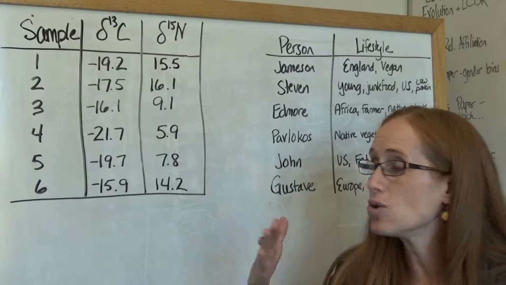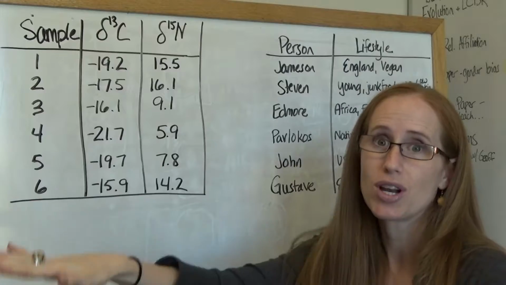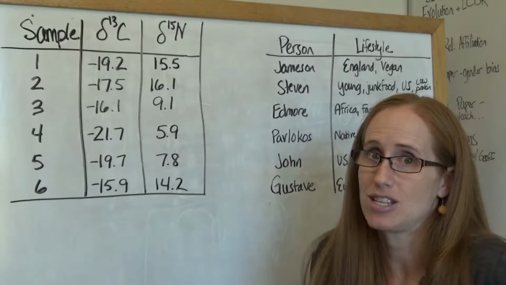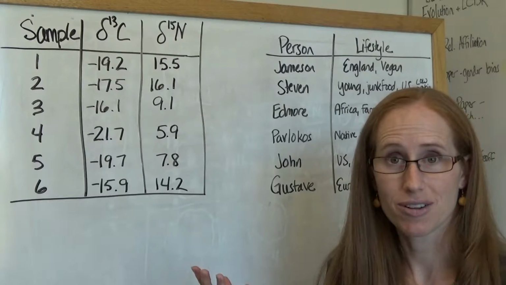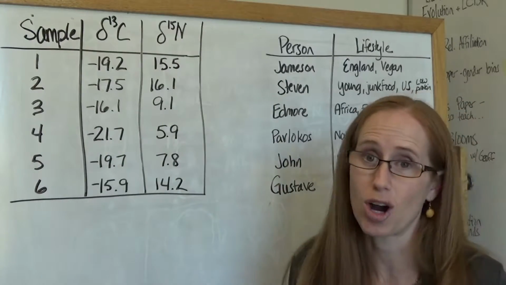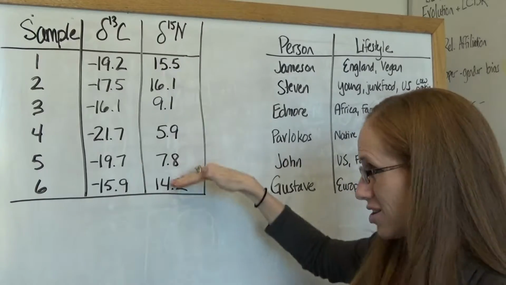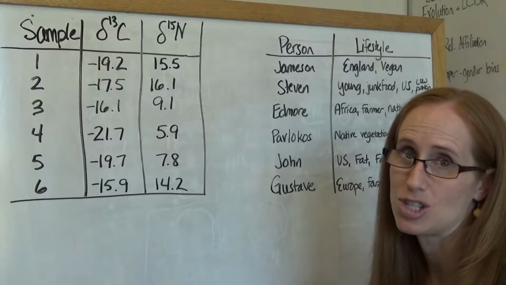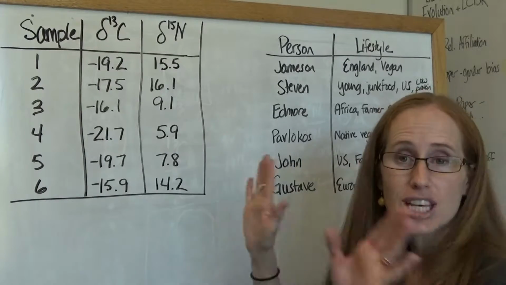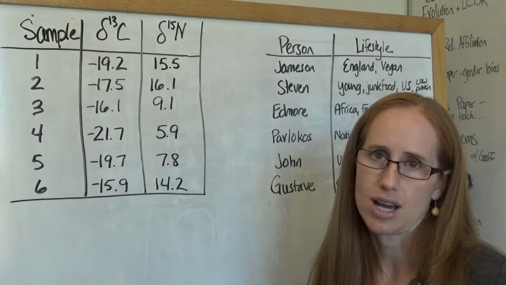Okay? And you can tell them that the smaller the number, so the more negative the number, the less of that isotope you have, and the more positive the number, the more of the isotope you have. Okay, and that works for both nitrogen and carbon. The smaller the number, the less of the isotope you have, the more positive, the more of the isotope you have. Okay, and just give them that, and then say, just hypothesize things that might cause differences in isotopes.